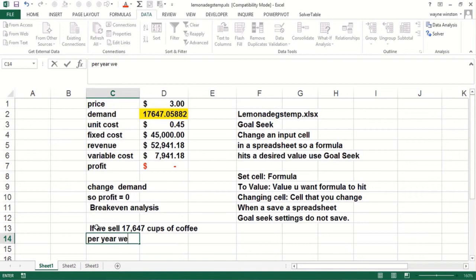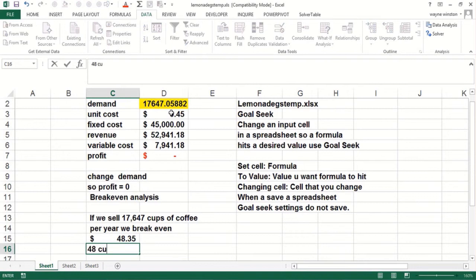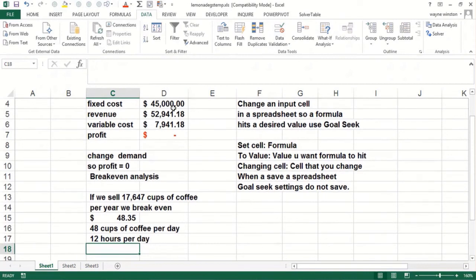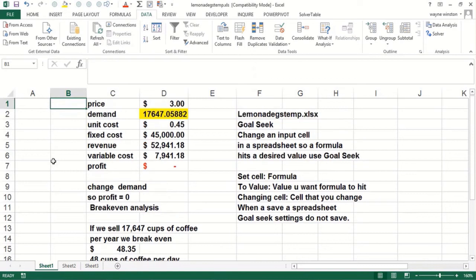Now, is that reasonable? Well, let's think about that. Let's do that per day. So it's 48 cups of coffee a day. And if we're open, let's say 12 hours a day, most Starbucks are open way more than that, all you got to do with that cost structure is sell 4 cups of coffee per hour. Now, gosh, if you can't do that, you wouldn't want to be in this business anyway. And we know Starbucks has been incredibly successful and had a big influence on the American business landscape. Okay, so that's one example of GoalSeek.